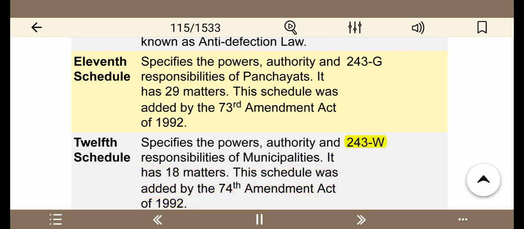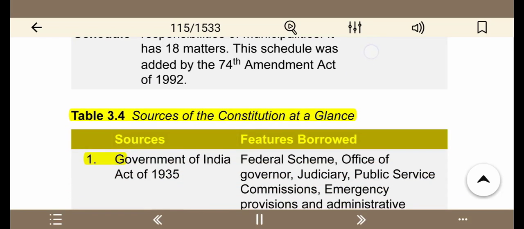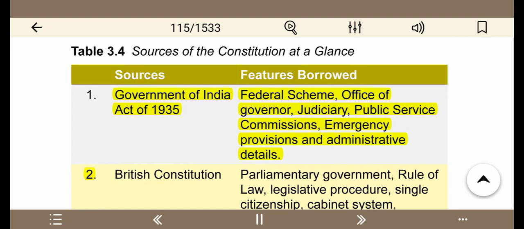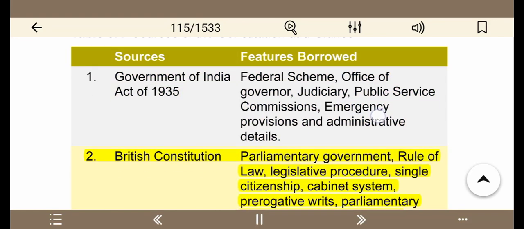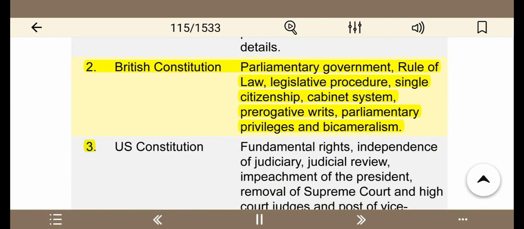243W. Table 3.4 Sources of the Constitution at a glance. Sources, features borrowed. 1. Government of India Act of 1935: Federal Scheme, Office of Governor, Judiciary, Public Service Commissions, Emergency Provisions and Administrative Details. 2. British Constitution: Parliamentary Government, Rule of Law, Legislative Procedure, Single Citizenship, Cabinet System, Prerogative Writs, Parliamentary Privileges and Bicameralism.